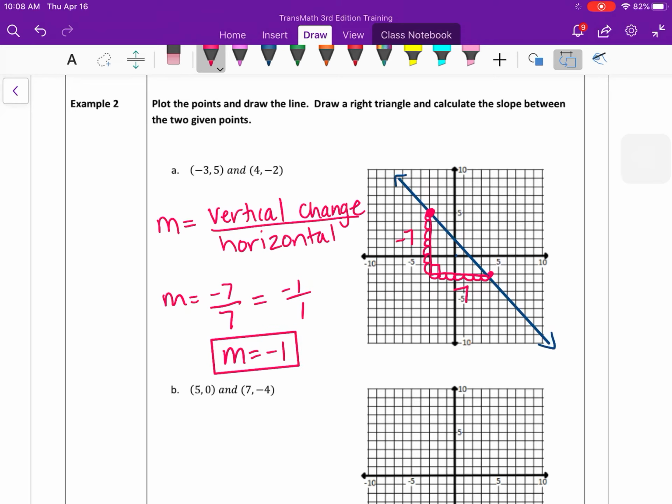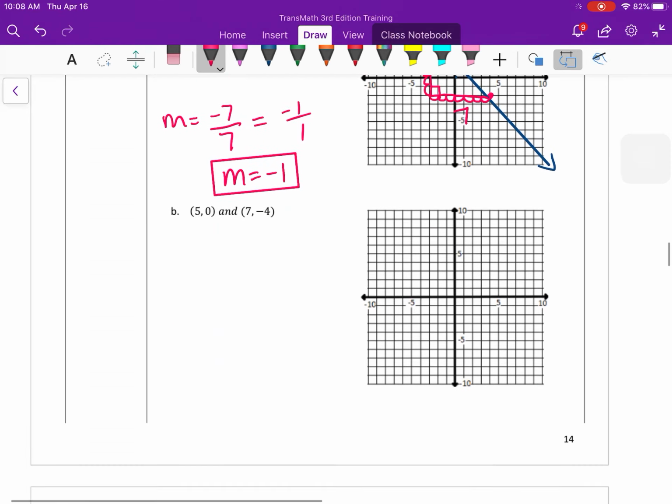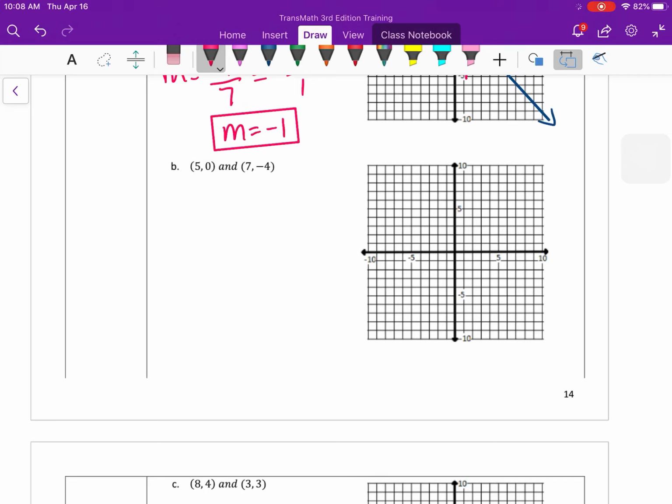And if you look at your line, you can see that your slope should be negative. Like if you think about a little person walking on it, they're going downhill, so the slope should be negative. All right, let's try another one. We have a few like that.